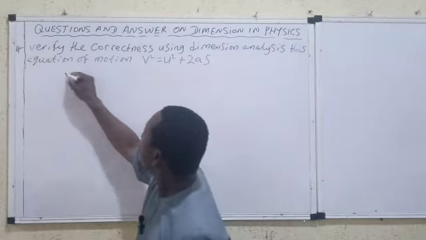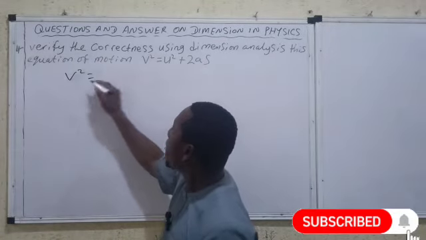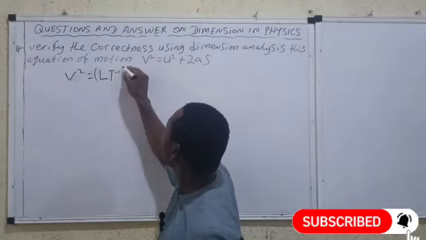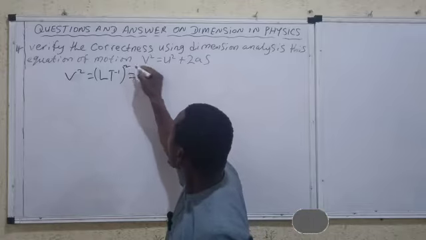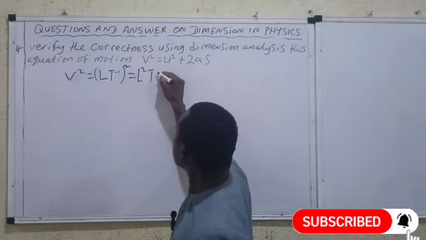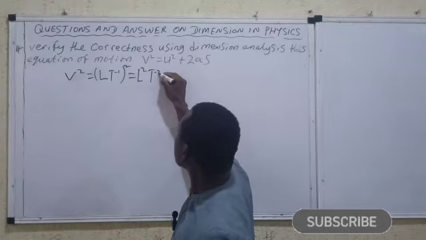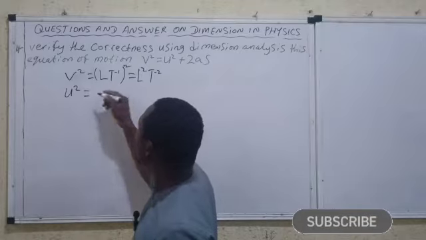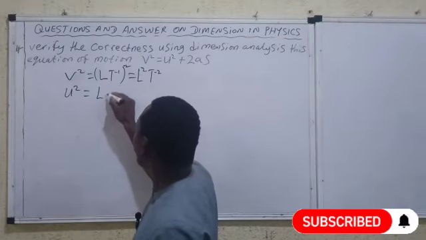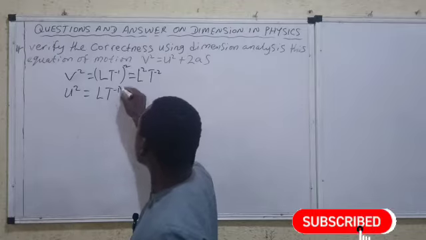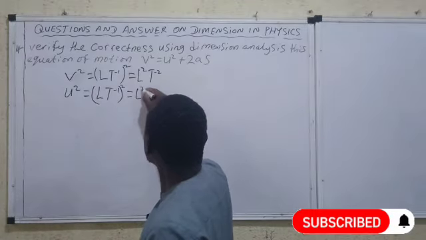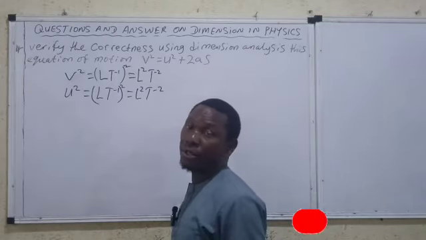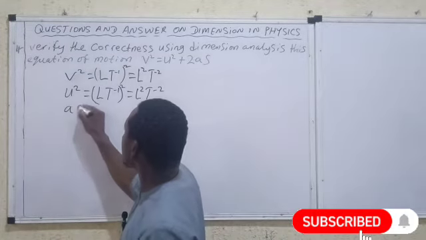So v squared is equal to, now, what is the dimension of v? L t raised to negative 1. If we square it, what will I get? Now I have L squared t raised to negative 2. So this is the dimension. What about u squared? u is also velocity. This is final, this is initial. So you have the same answer, negative 1, and if you square it, you have L squared T negative 2. What about 2as? Now, 2, for example, does not have a dimension, so we are just going to go with as.